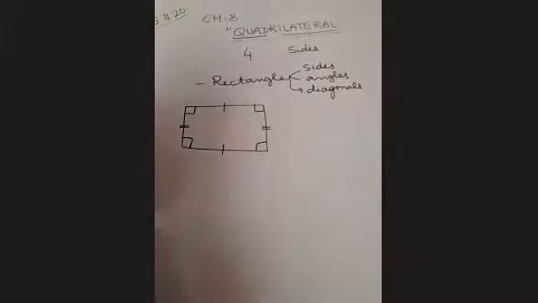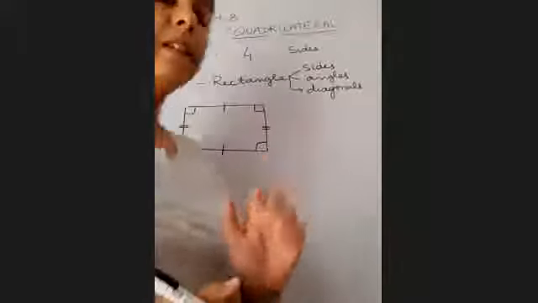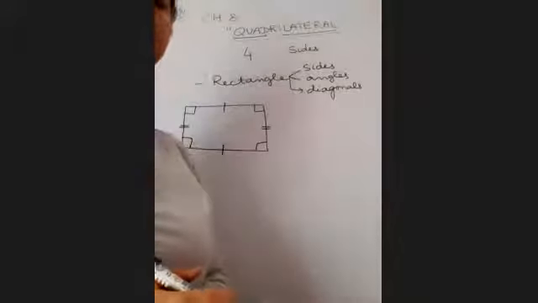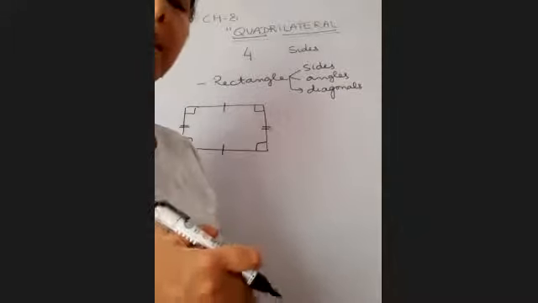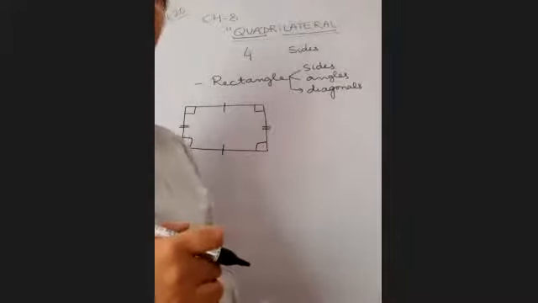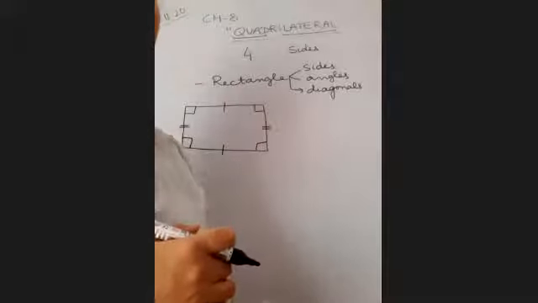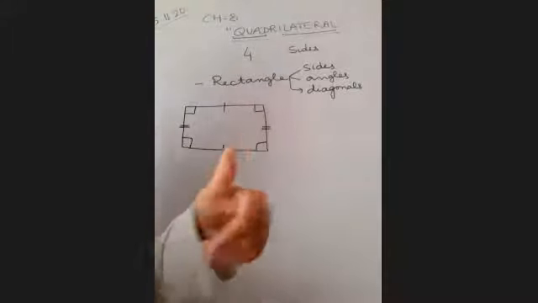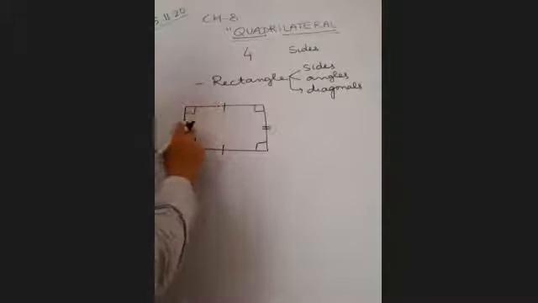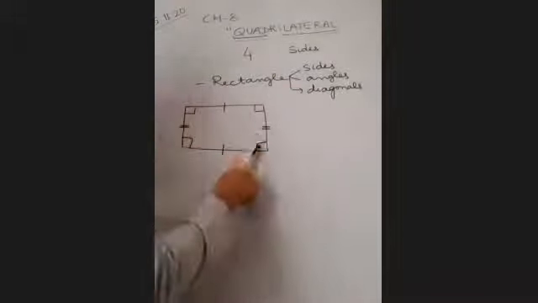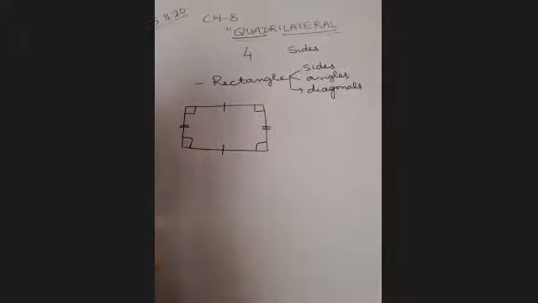The angle sum property of a triangle says that the sum of all the angles of a triangle is 180. What does the angle sum property of a quadrilateral say? The sum of all four angles is 360 degrees. So we have discussed its sides: opposite sides equal, and each vertex angle is 90 degrees.